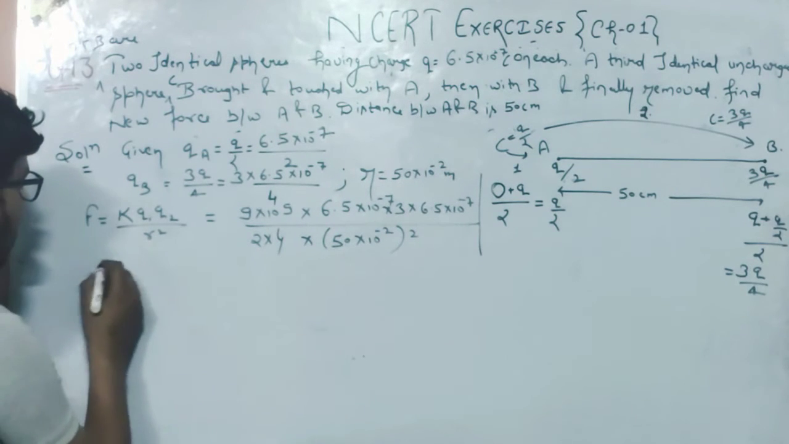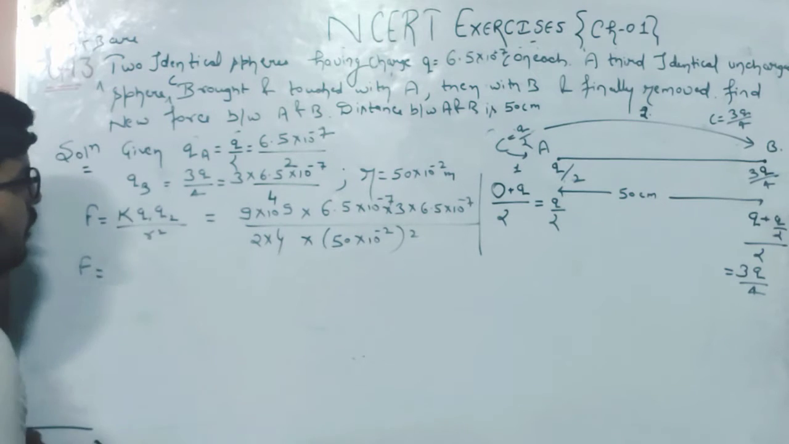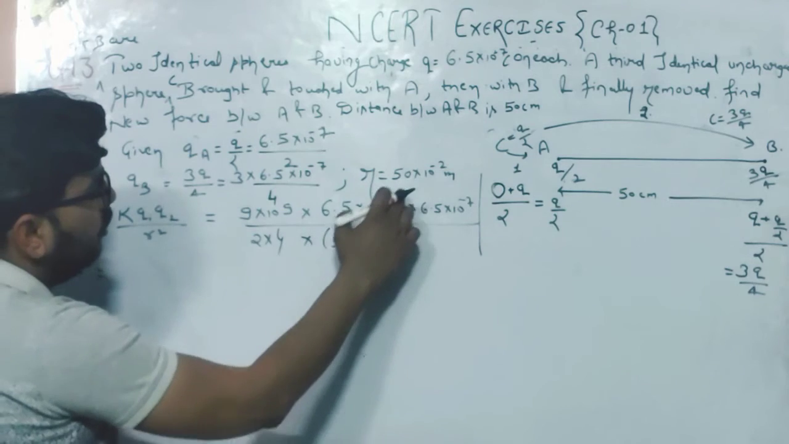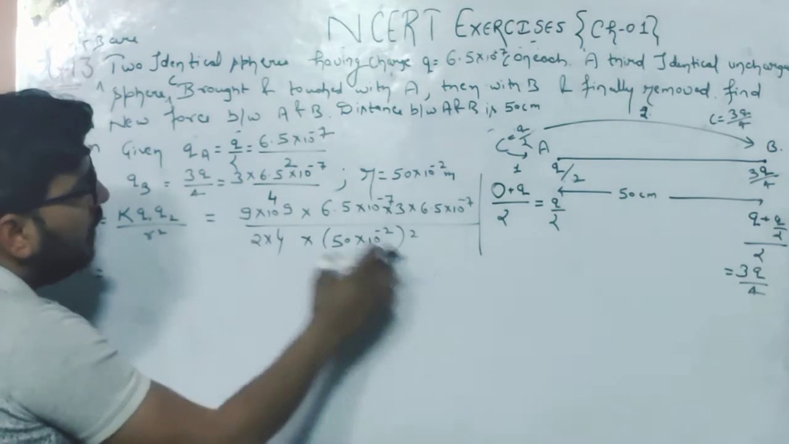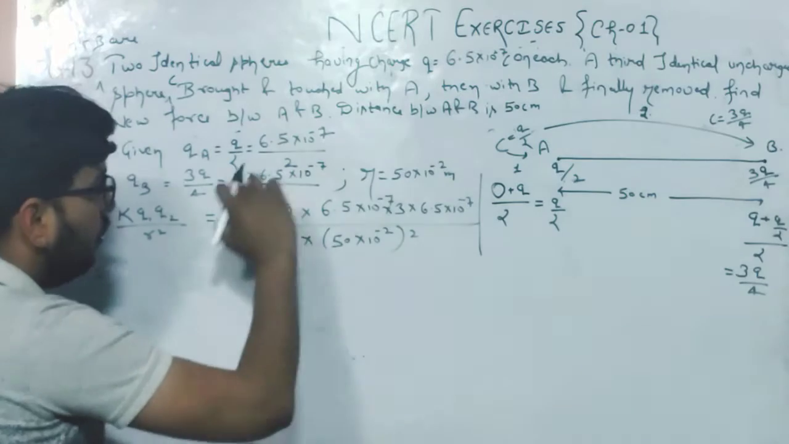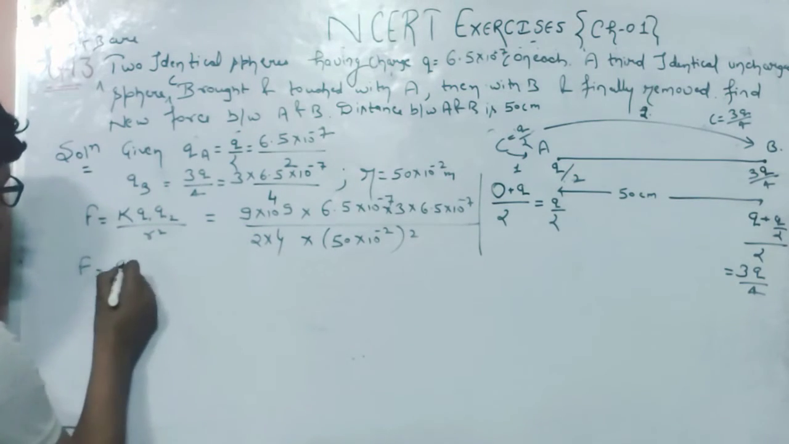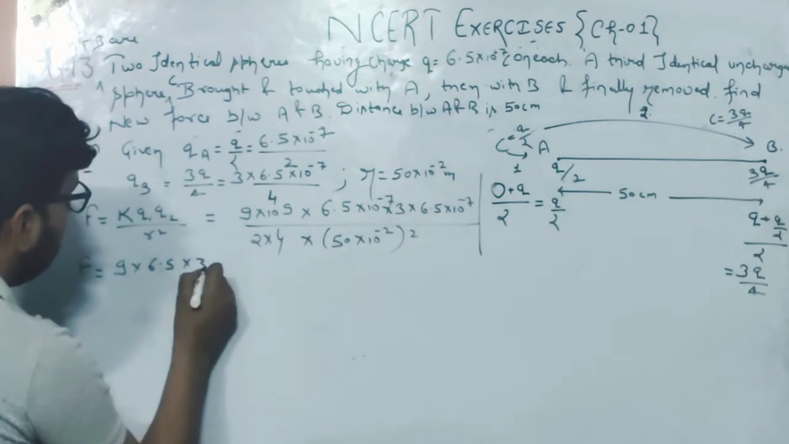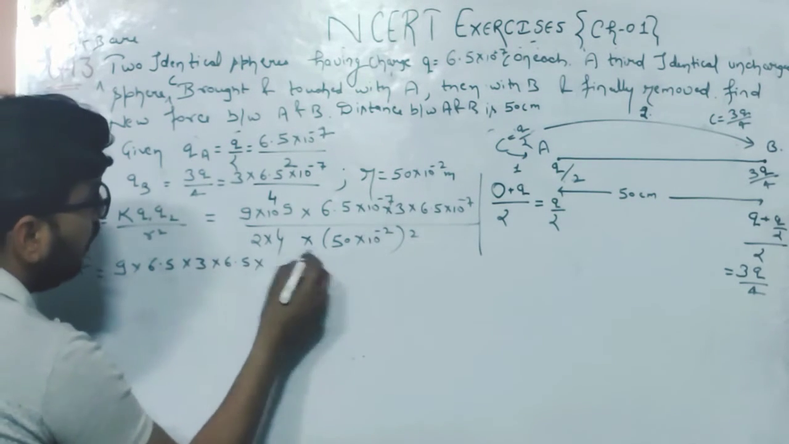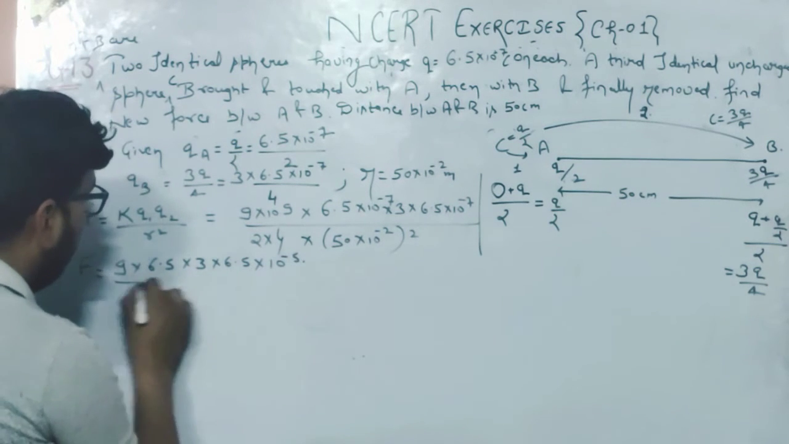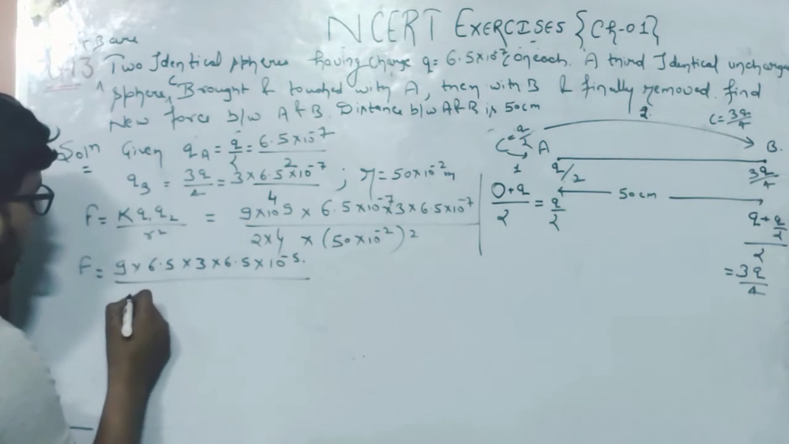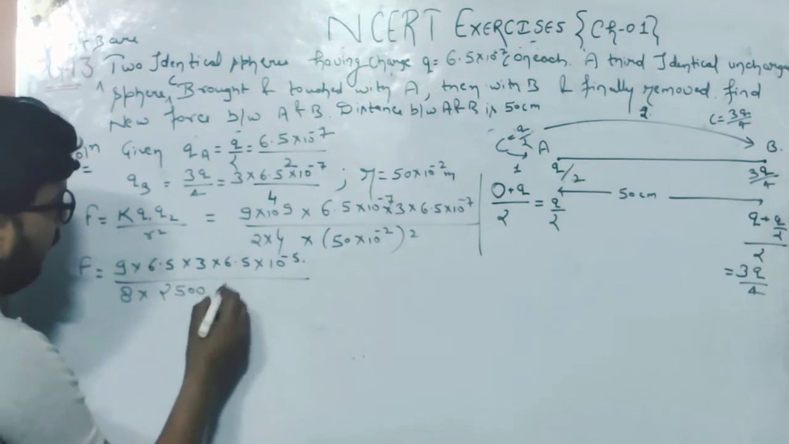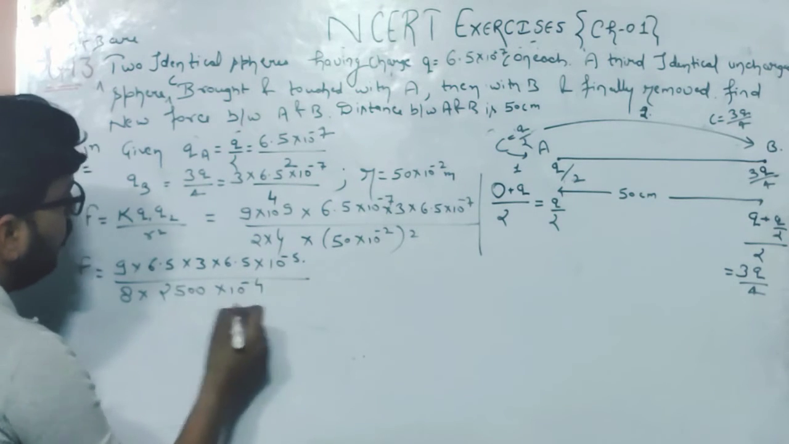Now we will calculate it. So the force will be equal to, first of all we will calculate the powers. It has 10^9 and 10^-7, so 10^2 remains. It also has 10^-7, so 10^-5 will remain. So 9 × 6.5 × 3 × 6.5 × 10^-5. Now in the denominator we are left with 8 × 50, and the square of 50 will be 2500, and it is 10^-4.